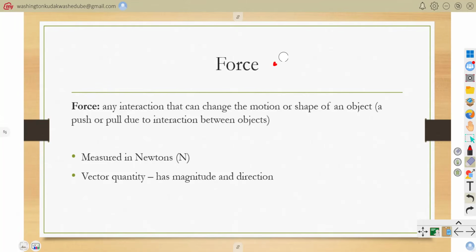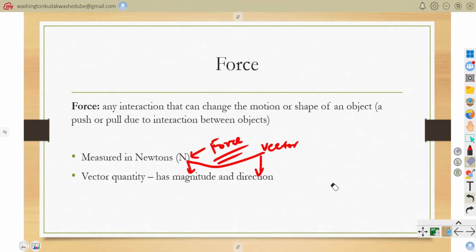So this is the definition that we are going to be adopting, where we are saying that a force is any interaction that can change the motion, the shape, or else the direction of an object. And this is measured in units. These are the SI units of force. You know that force would be measured in what? In newtons.